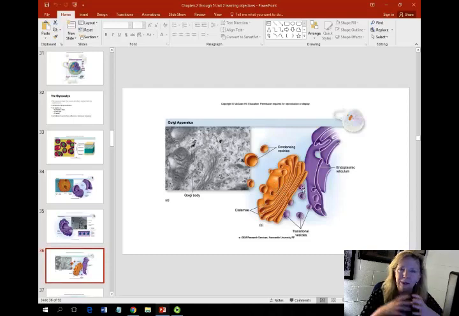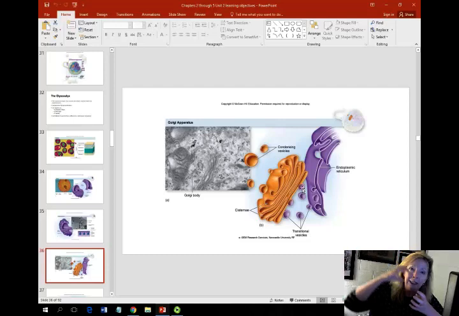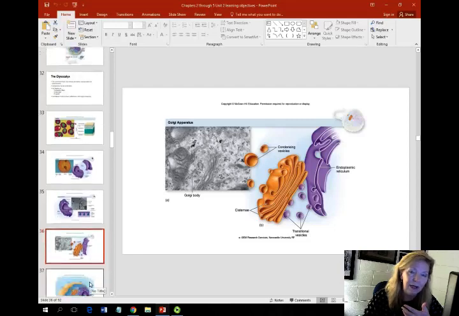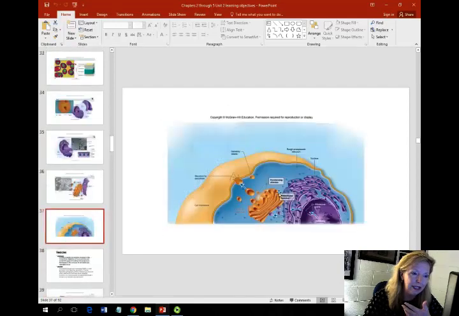Sometimes they just need to be used in the cell, but in a different area of the cell. Sometimes they need to be sent to the membrane so that, through exocytosis, they can exit the cell and be used by a neighboring cell, or sometimes one far away, or sometimes sent into just the fluids of the cell.